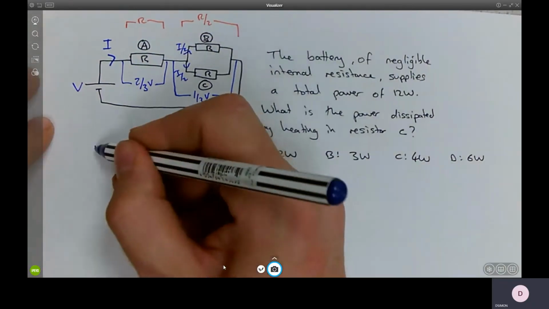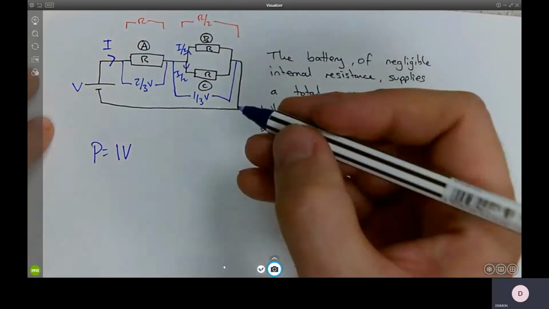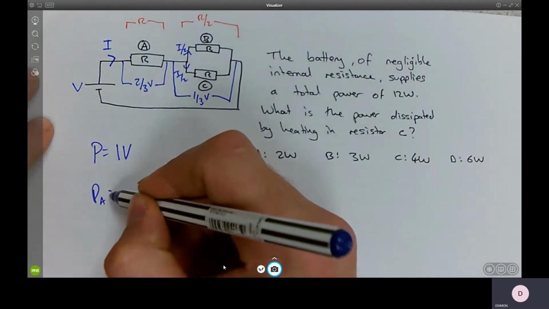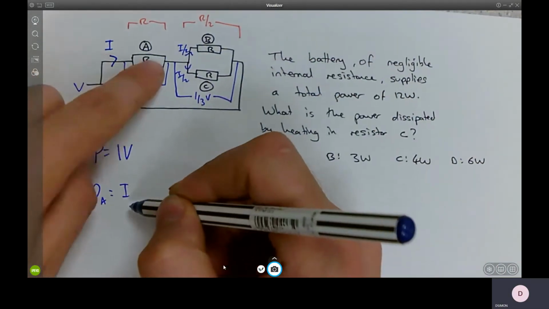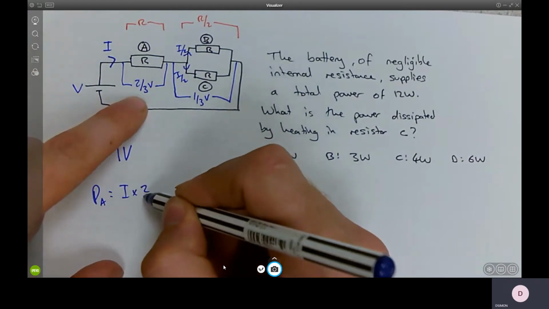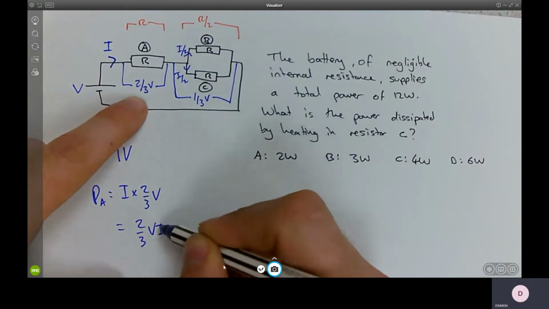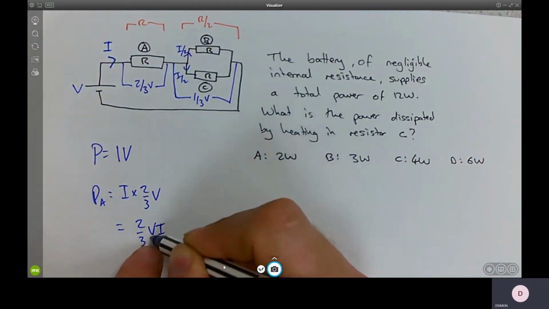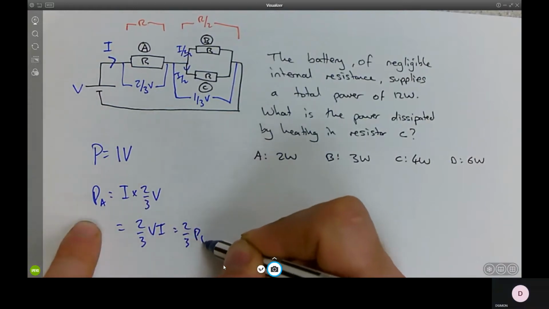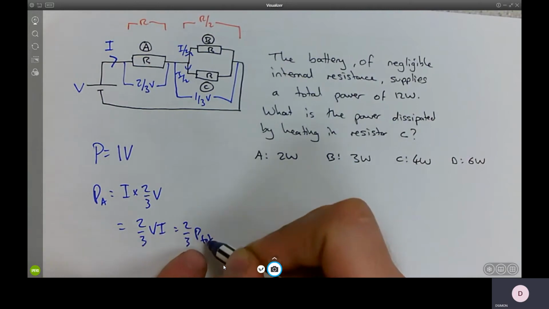So we know that power is current times by potential difference. So let's look at the power of A. So the power of A is going to be I, because it must get the full current, times by 2/3 of V. So I can write that as 2/3 VI. So that's 2/3 effectively of the total power. So I could write that as 2/3 of the total, because this is the total potential difference, is the total current, so the total power.